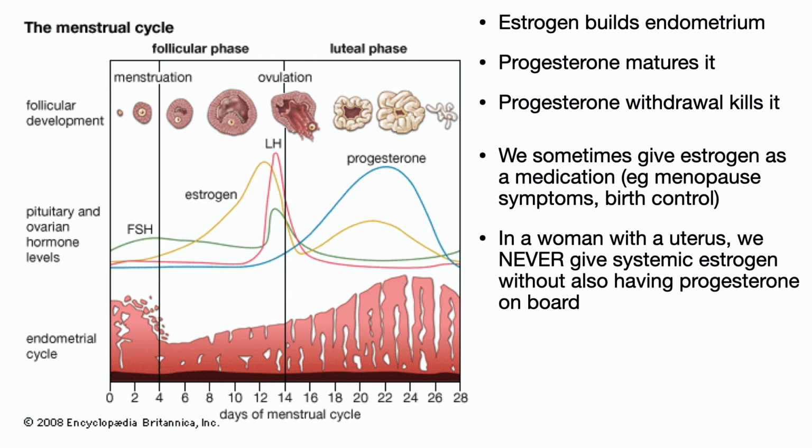The reason for this is that if we give someone estrogen without progesterone, all we're doing is driving the proliferation and proliferation and proliferation of the endometrium without ever giving it a chance to develop and break down. So people have found in the past that if you give someone estrogen without progesterone on board, you're seriously increasing their risk of endometrial cancer.